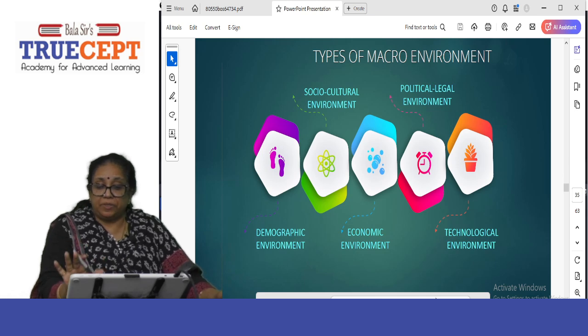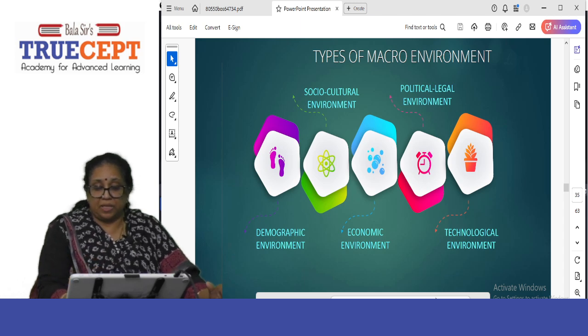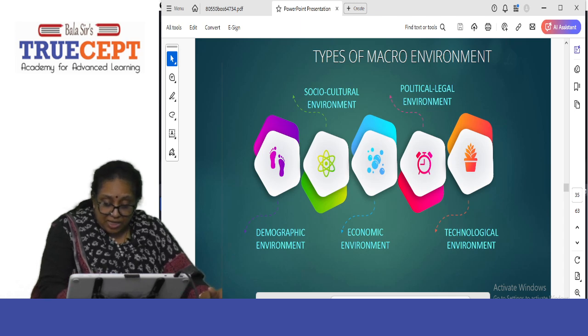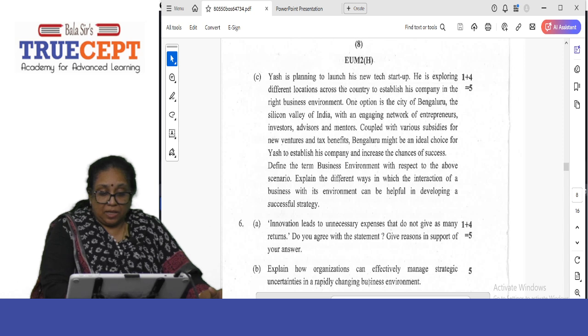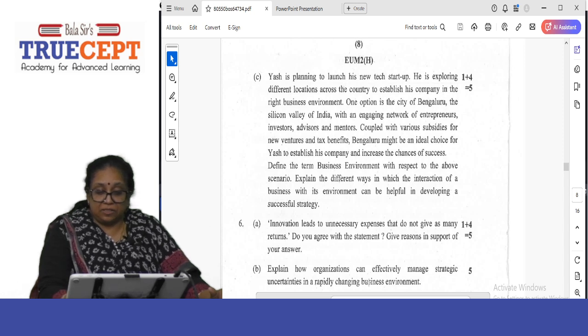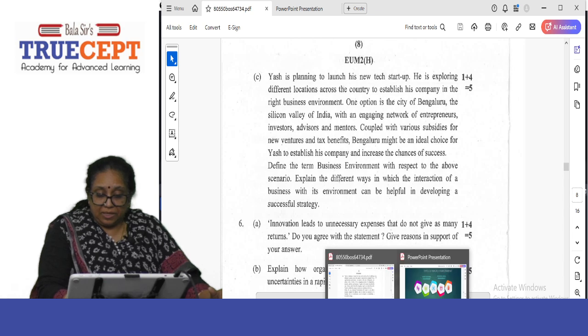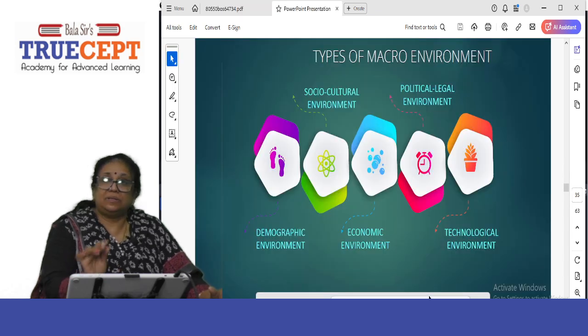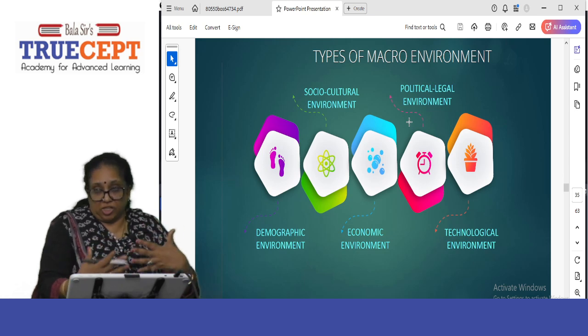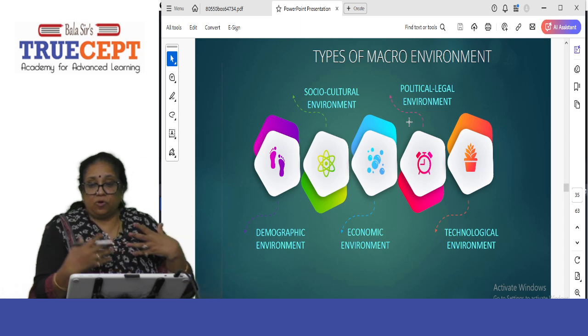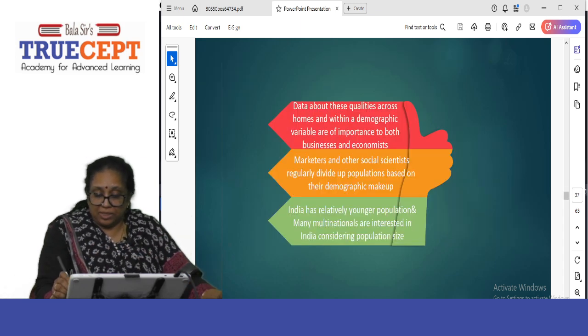So here the demographic environment, socio-cultural environment, economic environment, political legal environment, technological environment. See again, if you see this question, whether it's an ideal choice or not, whether it increases chance of success. So here the option is given, and now you would have to talk about the major ones, the political legal environment, and usually for Yash, the political legal environment will be more important.